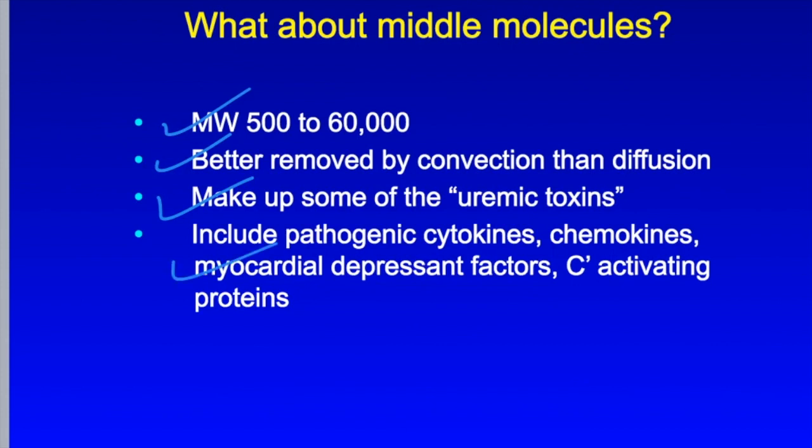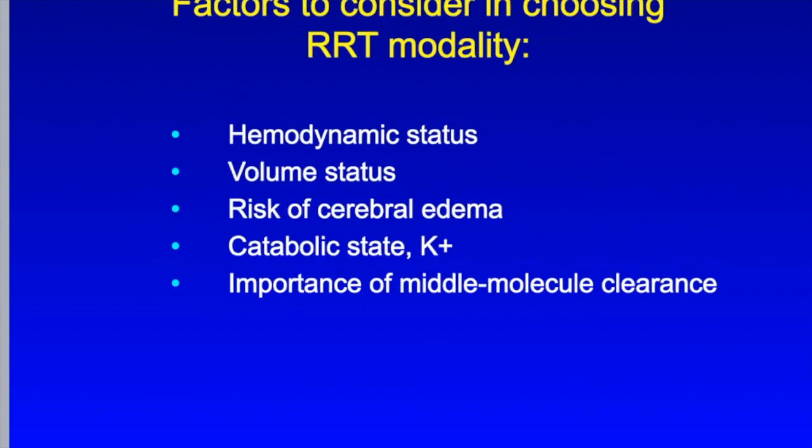Other potentially pathogenic middle molecules that have been shown to be cleared with the convective therapies include various cytokines, chemokines, myocardial depressant factors, and proteins involved in complement activation, all of which could play a role in patients with sepsis and heart failure.